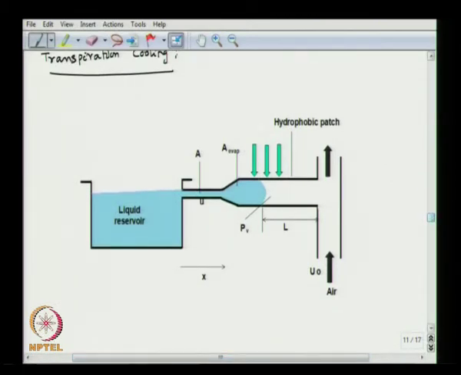So, we have a liquid reservoir in which a liquid is present, and by capillary action the liquid is allowed to go through this capillary until a point where we have a hydrophobic patch. So, this area of the capillary has got a hydrophobic patch. So, the liquid forms a meniscus there. After the capillary filling, the liquid forms a meniscus, and here we apply the heat.